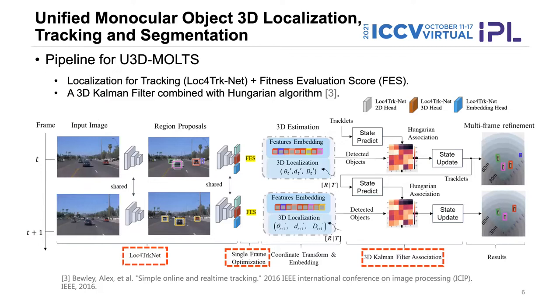The U3D-MOLTS pipeline starts with the LogoTrackNet. The LogoTrackNet, which is named after the localization for tracking network, is able to learn the 3D estimation and also the instance-level embedding simultaneously. Given the initial estimation from the network, a fitness evaluation optimization module further ensures the localization accuracy and also obtains the object size. Afterwards, a 3D Kalman filter is able to produce robust links across the frames by leveraging the object's 3D IoU and also the feature similarity with the help of the Hungarian algorithm.